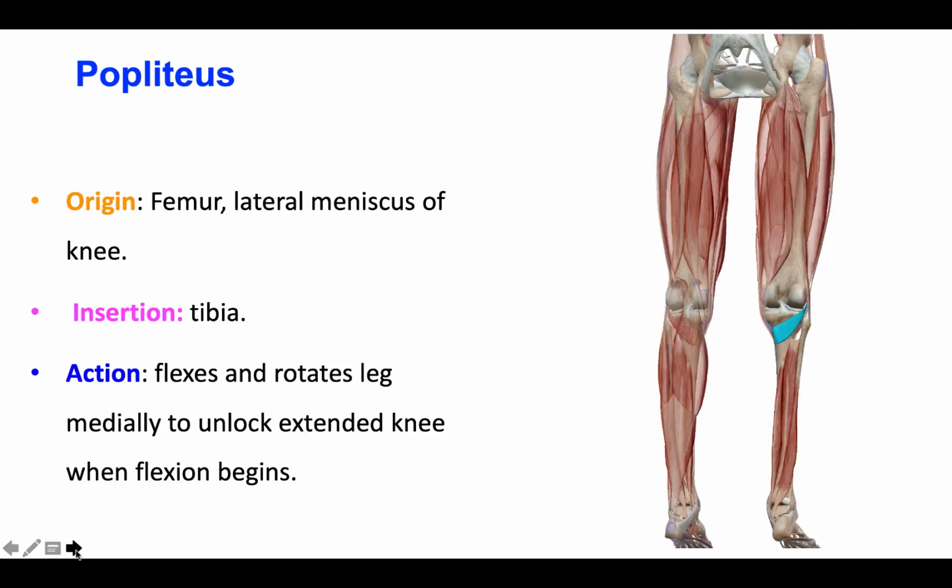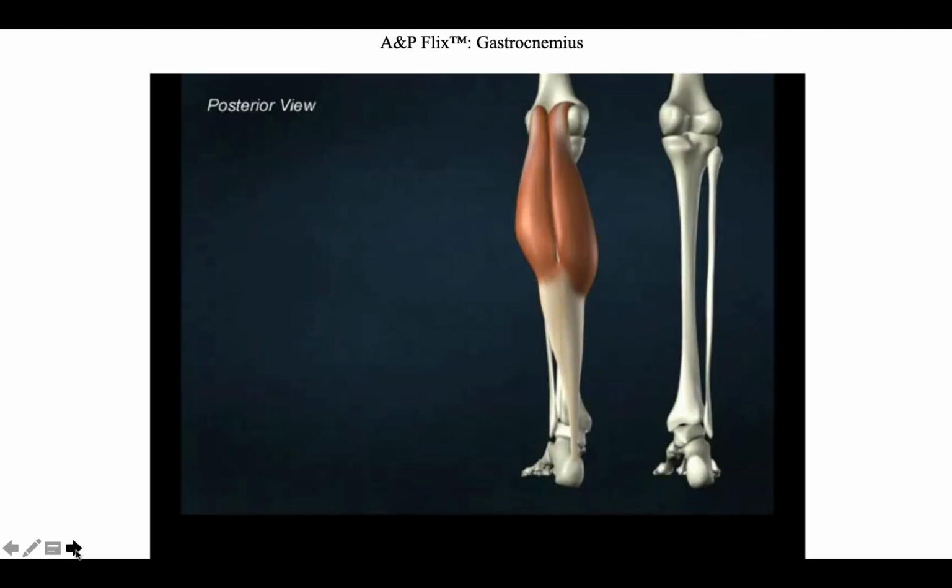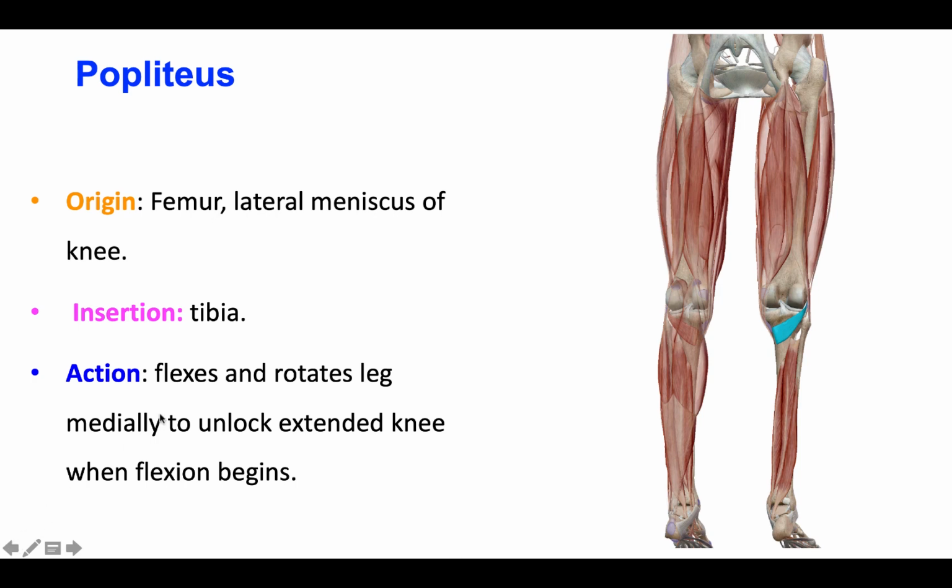Now, where's my calf muscle? Okay. This is a small muscle here that, that's fine. We'll cover it really quick. This is a tiny little muscle, but it's important.